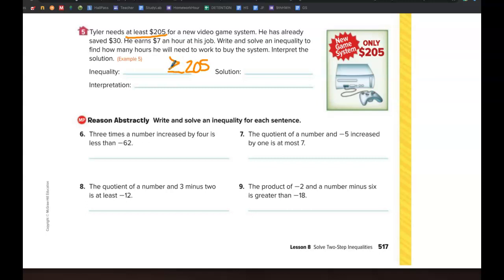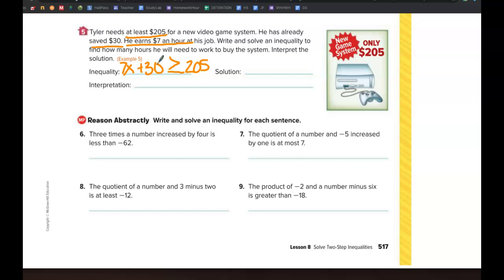Okay, and then he already has $30 and he earns $7 per hour at his job. Shia, how would I write that part? You write 7x. Okay, 7 times the number of hours he works, yep, and what else? Plus 30. Perfect. Thumbs up if you got that part. 7x plus 30, or you could have 30 and then plus 7x, yep, that's the same thing.